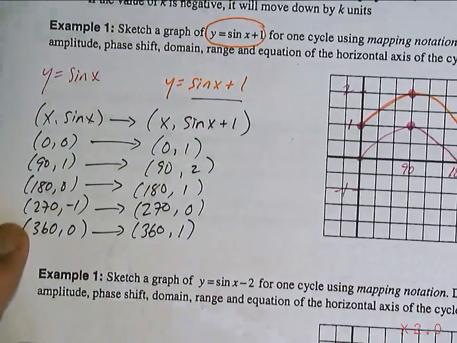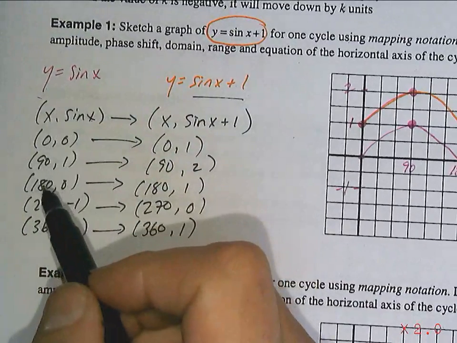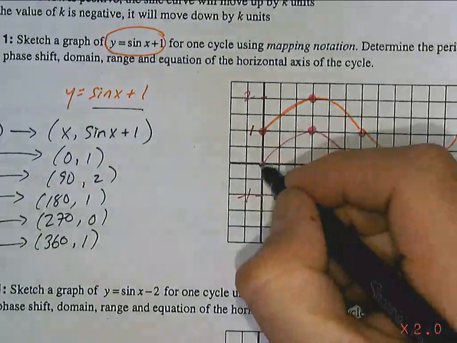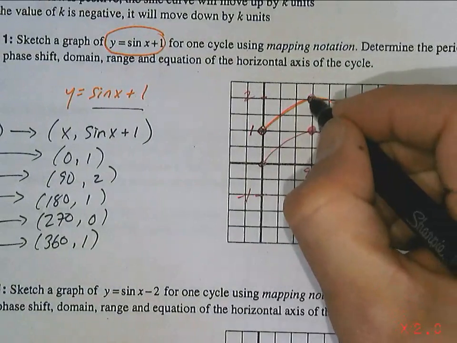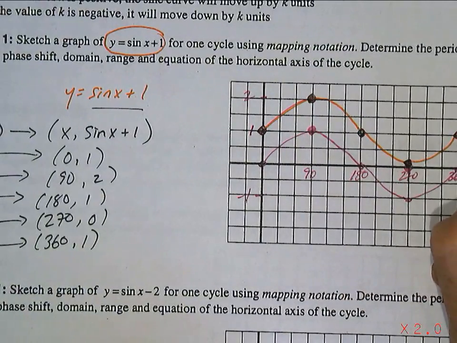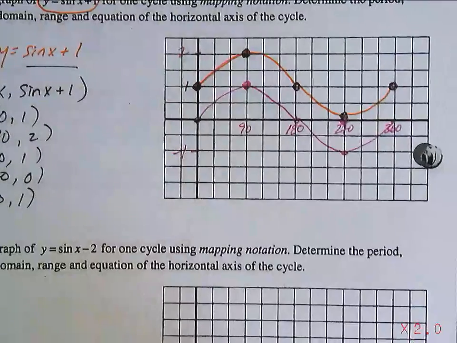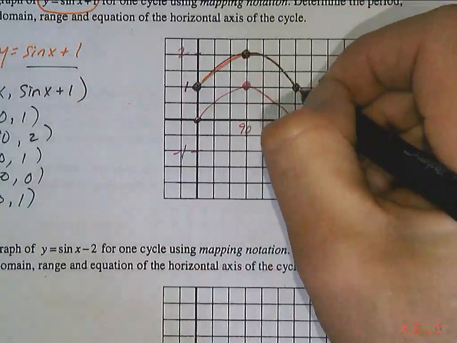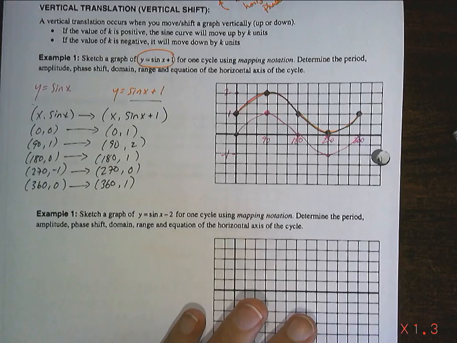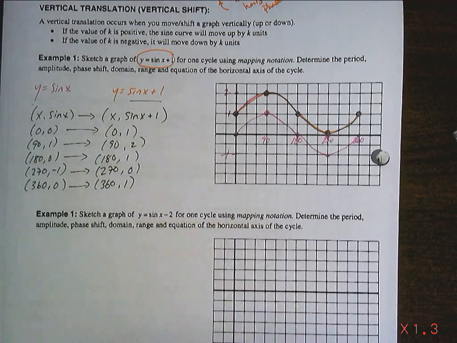And so each one of these points on my original curve gets mapped onto these new points, which means 0, 0 goes to 0, 1. This one goes to 90, 2, 180, 1, 270, 0, 360, 1. And what I have is my new curve. Both ways are great. The strong math student will be able to do both and will choose which they want. Okay? Yeah, that's it. Let's look at the next one.